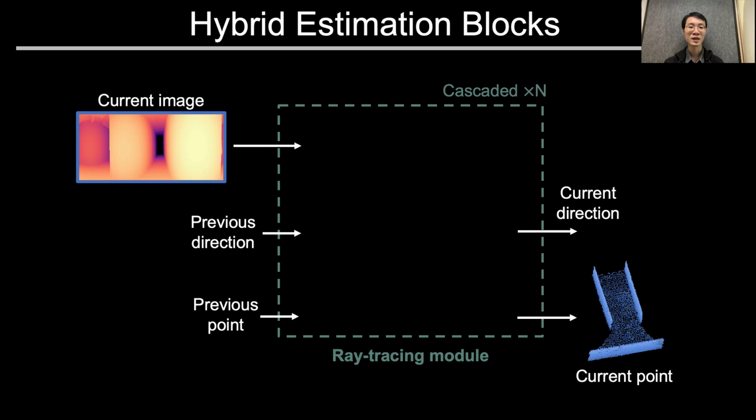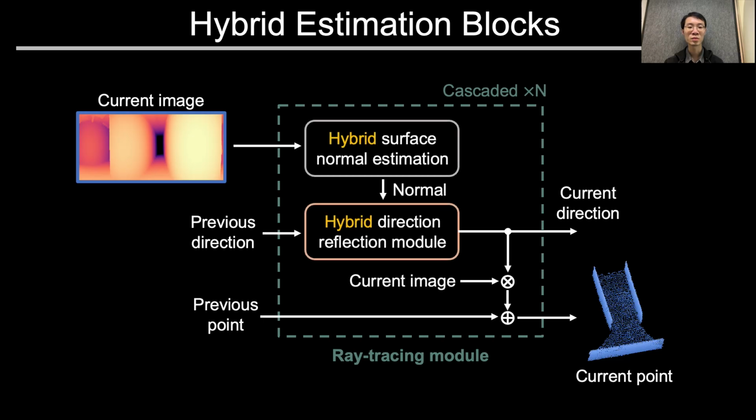It's worth noting that our ray tracing module does not purely rely on physical modeling. Instead, it combines signal processing and learnable layers by using hybrid estimation blocks. These blocks improve the surface normal and the reflection direction estimation to mitigate error accumulation during ray tracing.